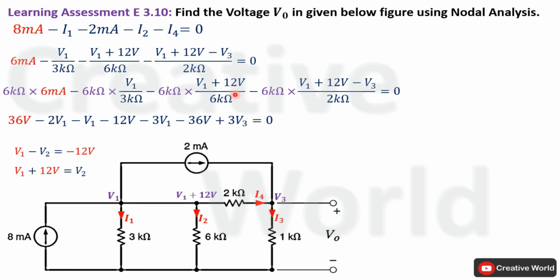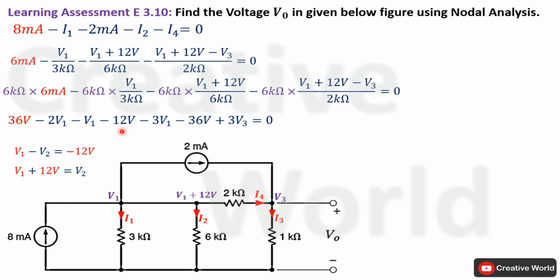Similarly, 6 kilo ohm in the denominator will cancel out with the product of 6 kilo ohm, only V1 plus 12 will be left, and both of these will be multiplied with the minus outside, it will become minus V1 minus 12 volt. Here the product of 6 kilo ohm will cancel out with 2 kilo ohm in the denominator, only 3 will be left, that 3 will be multiplied with minus, it will become minus 3, and this minus 3 will be multiplied with V1, it will become minus 3V1 minus 36 volt and plus 3V3.